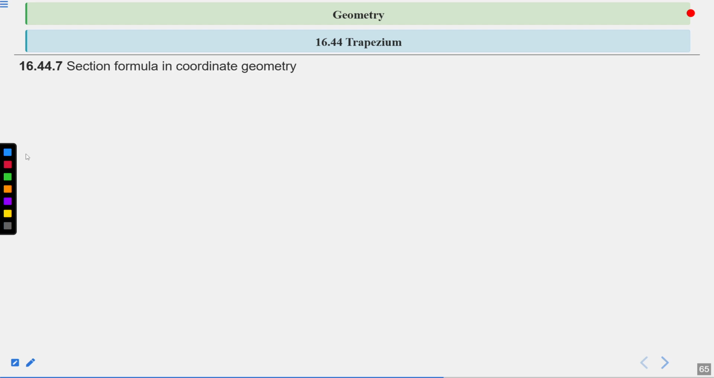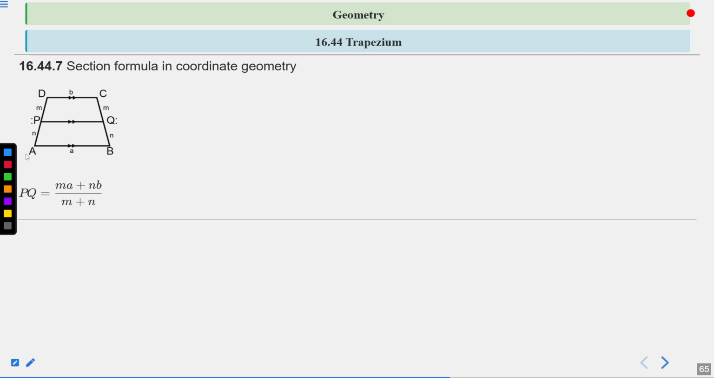So the section formula in coordinate geometry. So this is the trapezium where P and Q are points on the sides AD and BC. So we can calculate the length of PQ by using the formula M into A plus N into B upon M plus N. And M and N represent the ratio of the lengths of PD and PA, and in the same way CQ and BQ. Next one.